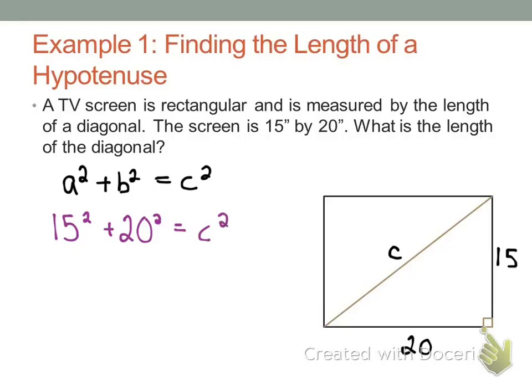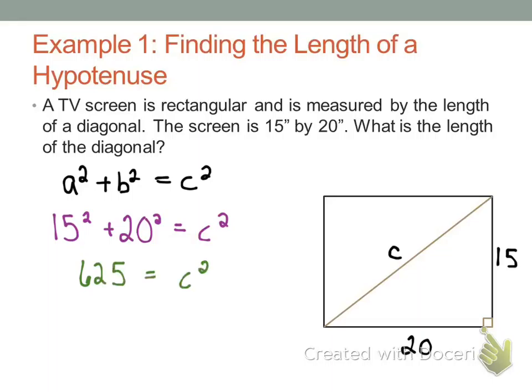And now I need to evaluate my exponents before I can add. So I need to figure out what is 15 squared plus 20 squared. I want you to go ahead and figure that out on your calculators and write your new total underneath. 625. 625 is going to be my total, and that equals c squared.